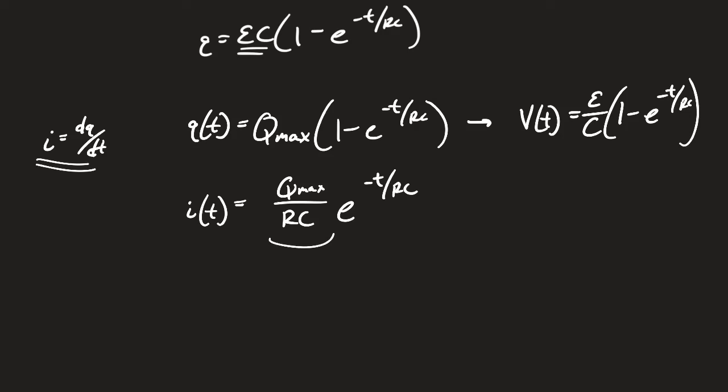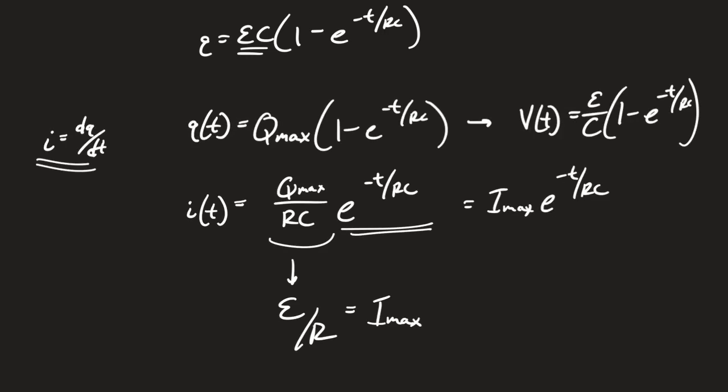And this is great because this is actually the EMF divided by R, which is the max current you would get when you had no capacitor at all and just an EMF and a resistor, but that it immediately decreases over time. So you could actually write this as I max e to the minus t over RC.